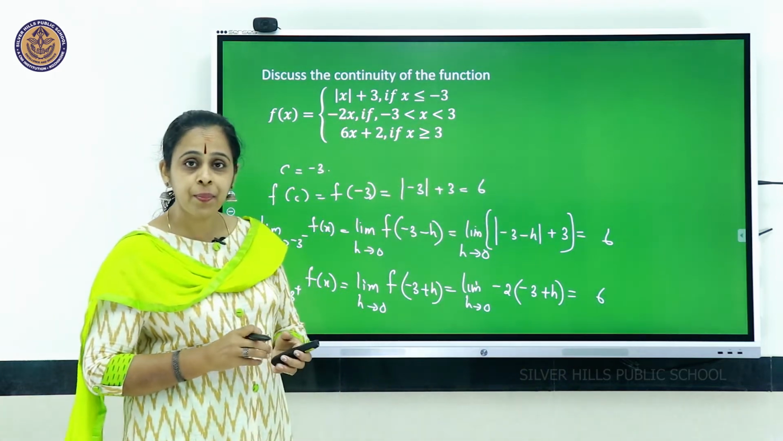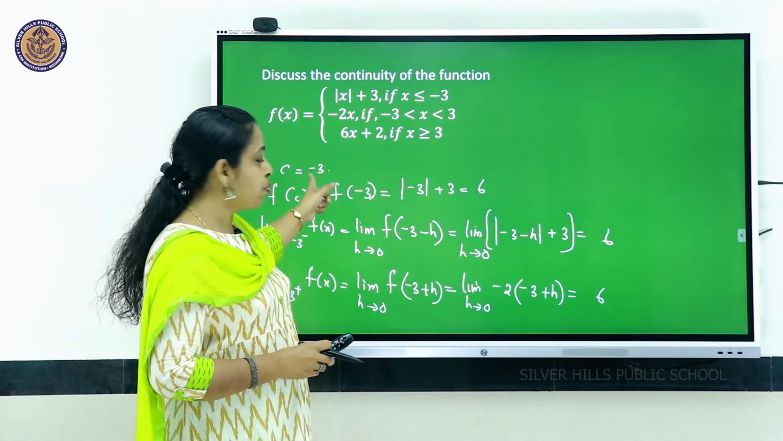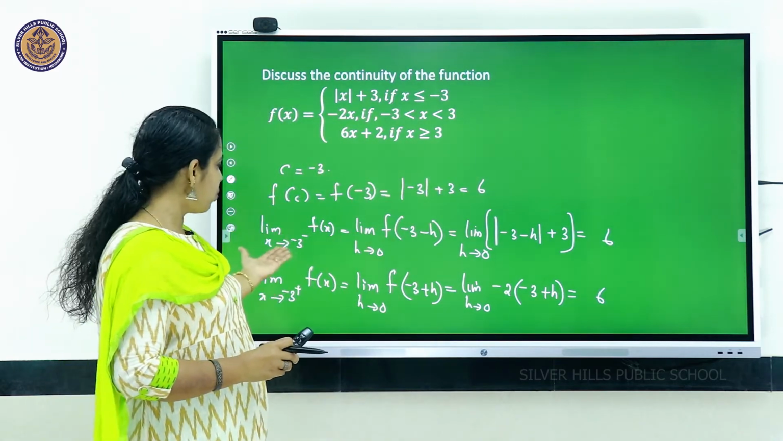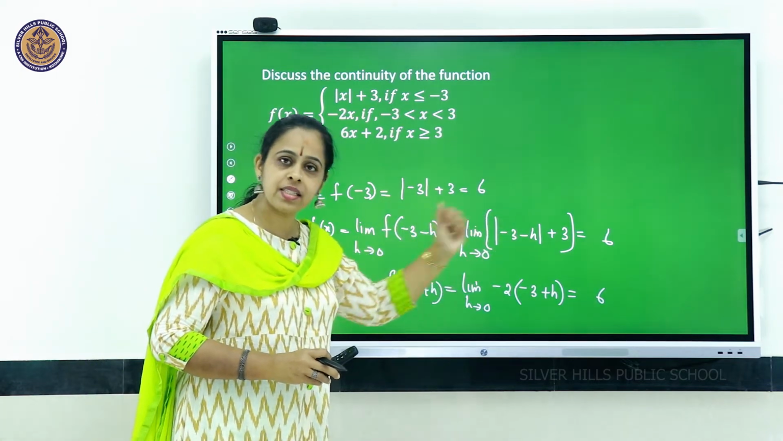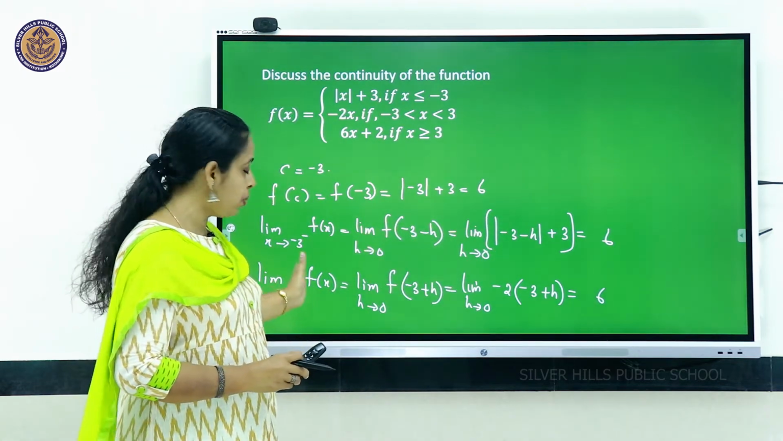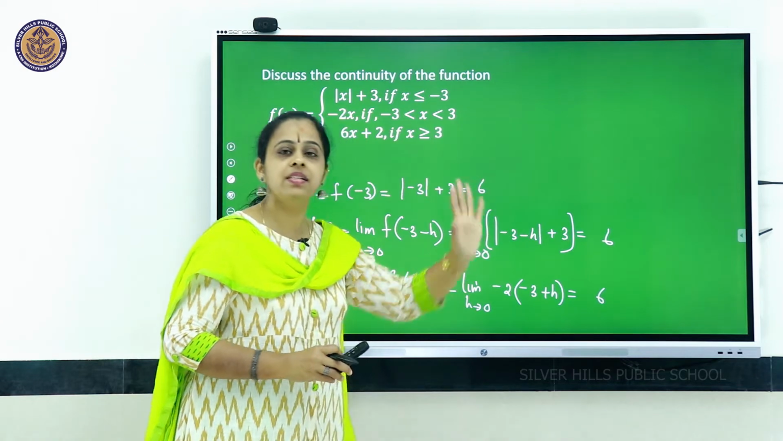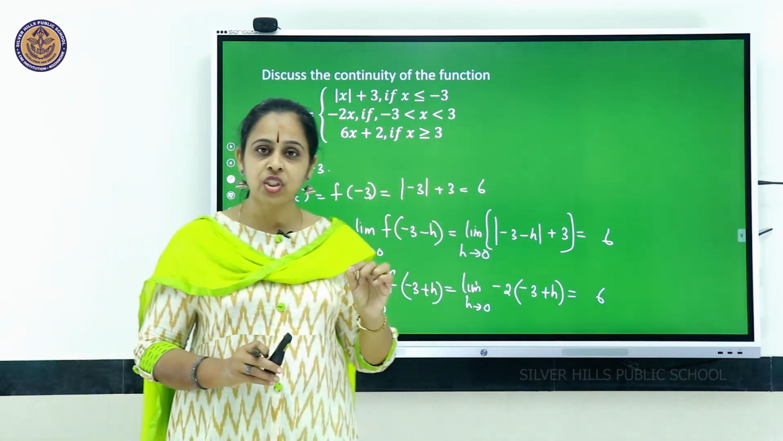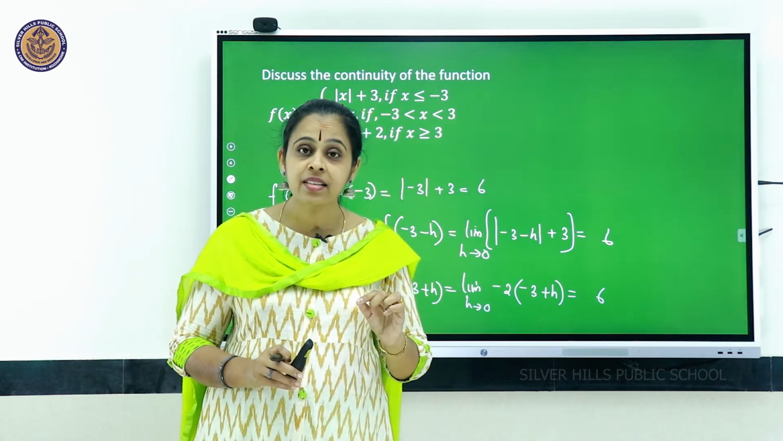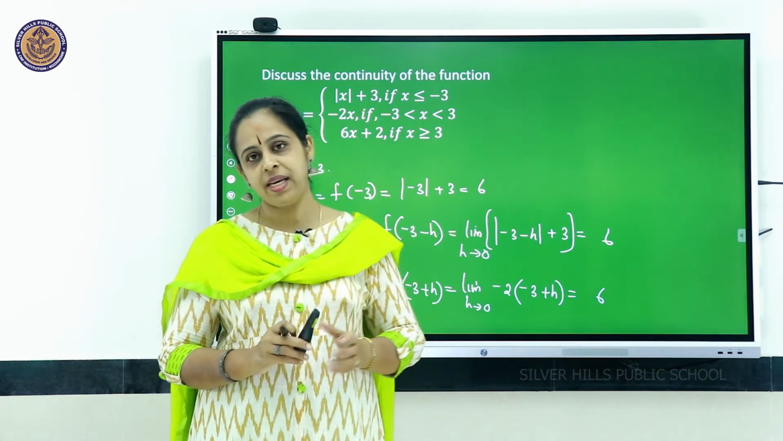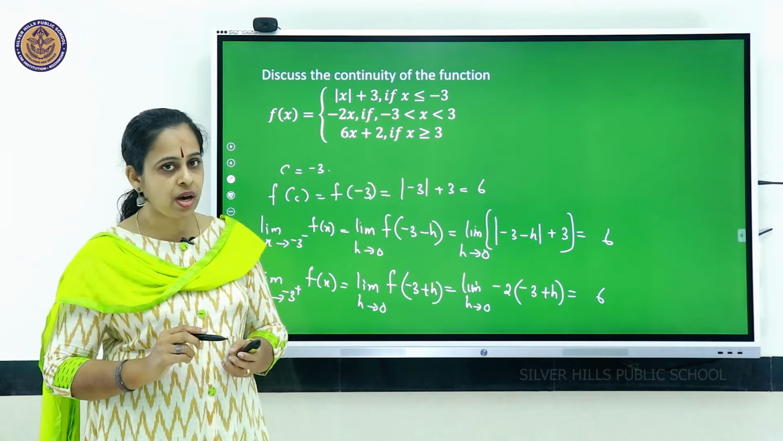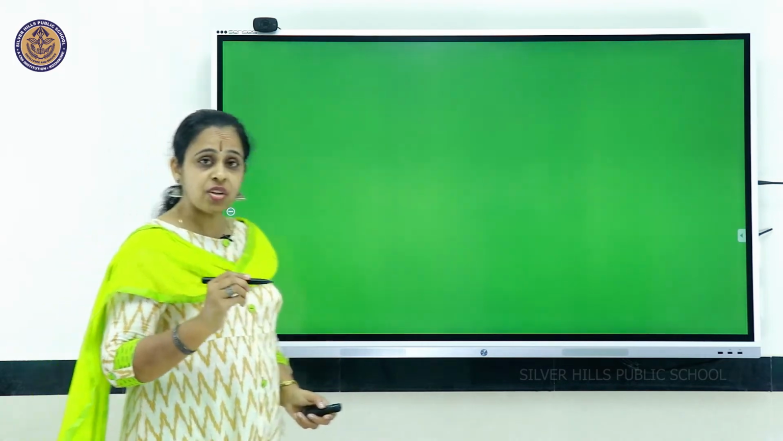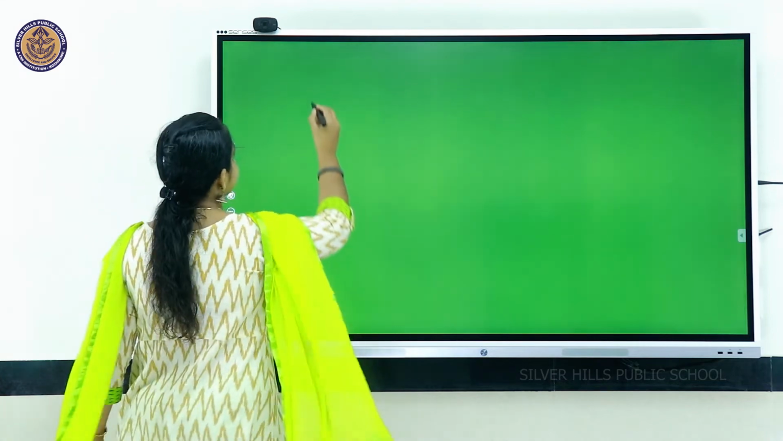What can we see? At minus 3, the value is 6. When we come through the left side to minus 3, again it is 6. When you come to minus 3 through the right side, again it is 6. So, conclusion, the function is continuous at x equal to minus 3. There is one more part. We have to check at 3 also. Let us take x equal to 3.